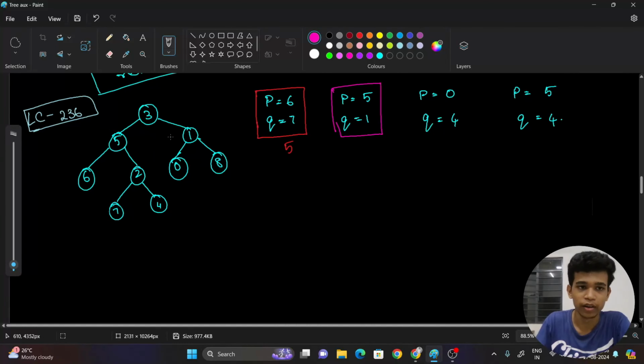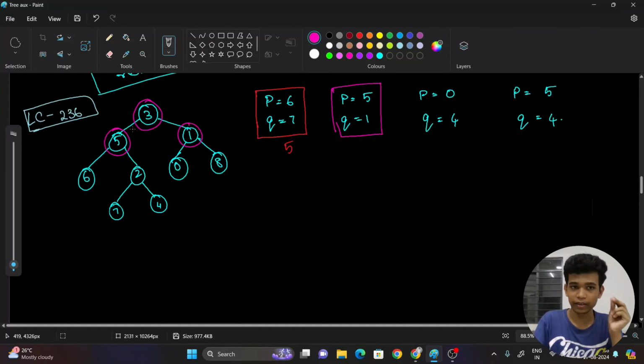It is 5 and 1. Where is 5? Here is 5. And here is 1. So what is my answer? My answer is 3. So 3 is the lowest common ancestor for 5 as well as 1. So from this, I can say that the node from which we are splitting into two parts is the lowest common ancestor, right?